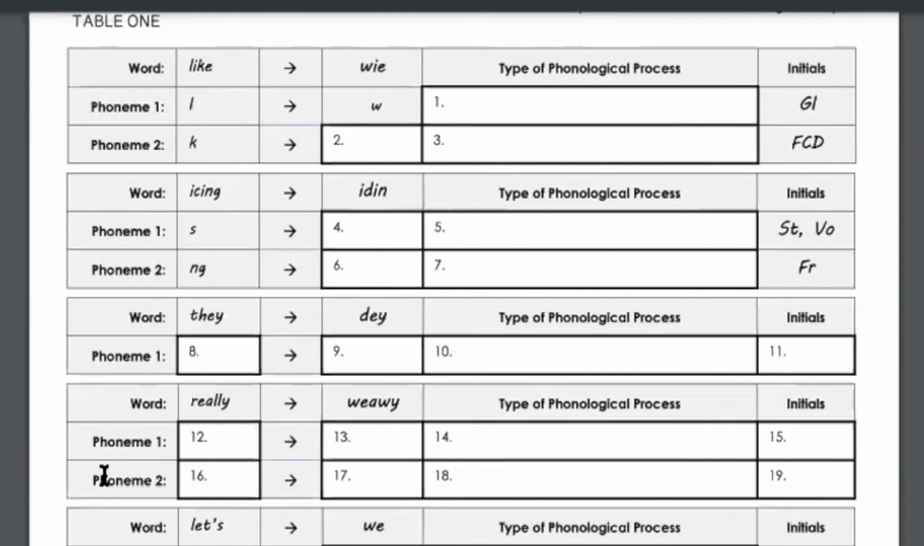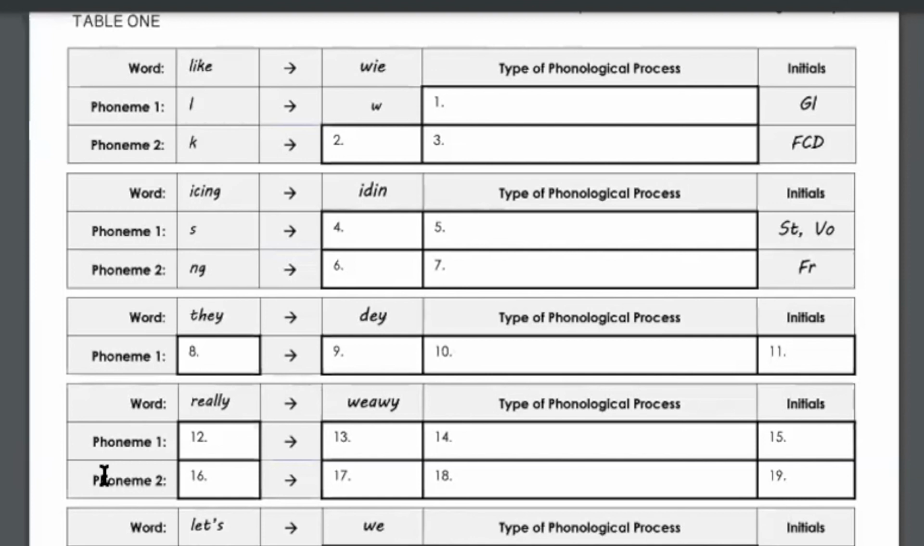Those ones are a little bit easier because I've got some answers. Let's come down to item 12, where we've got for really, where he says wee wee. So yeah, so we've got the first phoneme. 12 will be the l and it's being said as a w, gliding. Liesl, what would you write at 16?